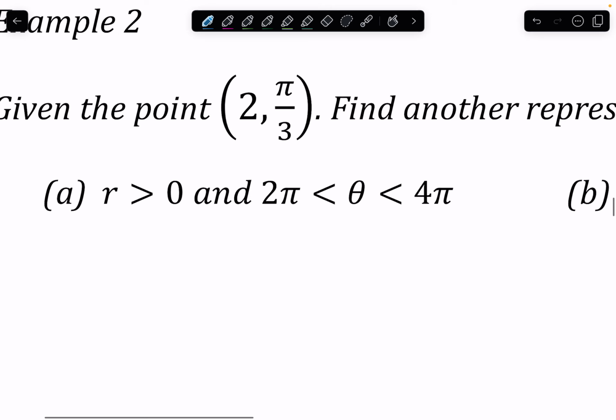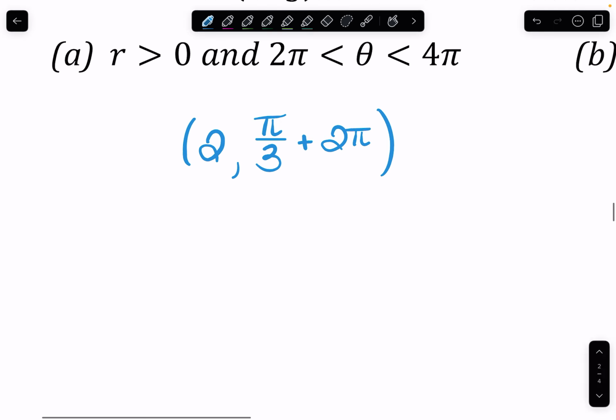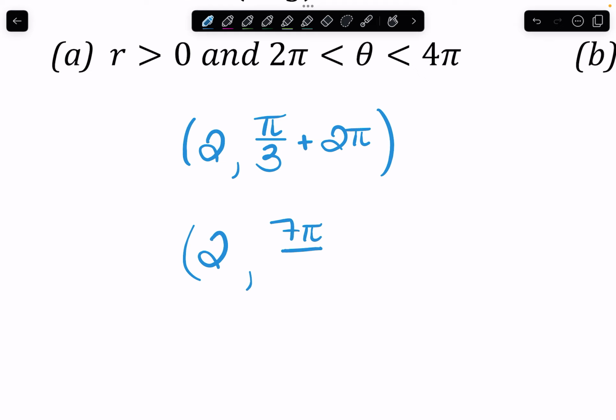So I'm going to open my parentheses. My R is going to stay 2. Right now, pi thirds is not in the correct quadrant. So what I want to do is add a rotation until I come up with the right angle. If I add 2 pi, that will put my angle theta in between. So we would take pi thirds and add 2 pi. If we multiply by 3 over 3, that would be 7 pi over 3. So this point is in the exact same spot.